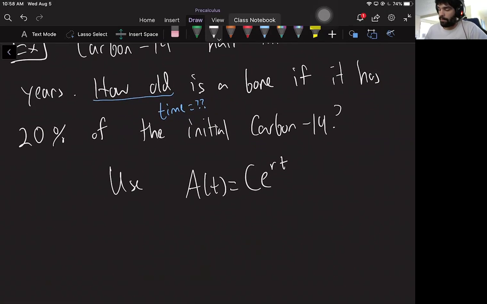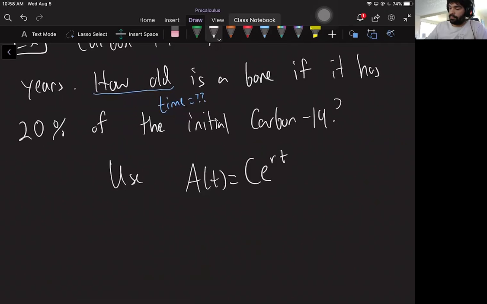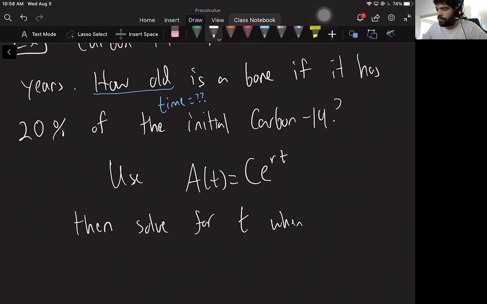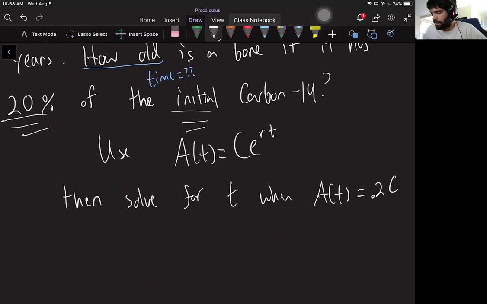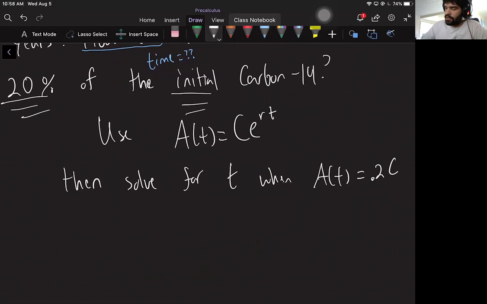Okay, so in this situation, I'm going to be wanting to solve for T at the very end when the amount is what? When the amount is 20% of the original, of the initial. So that means at the very end, I'm going to be setting the amount equal to 0.2 of the initial, 20% of the initial. Okay, but that's at the end. And I can't solve that equation yet.